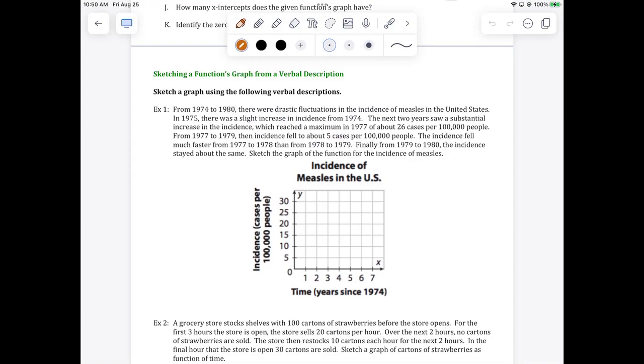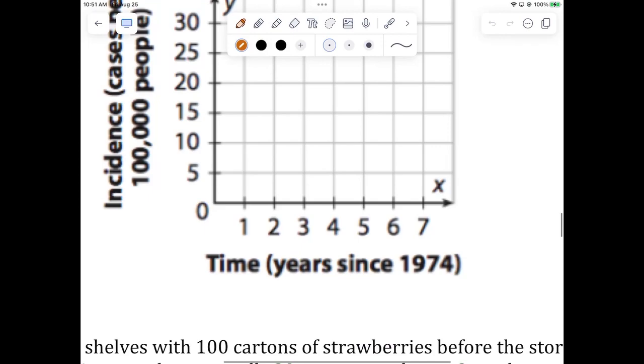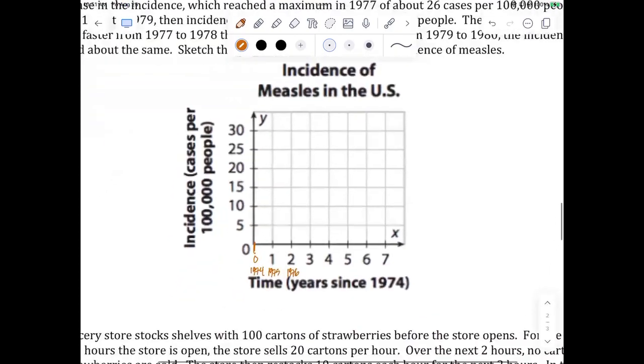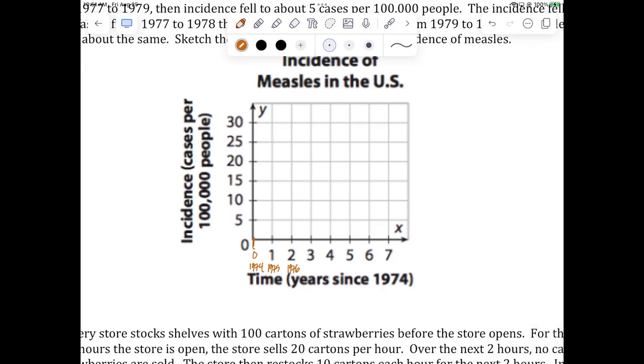Sketch the graph. All right. So the x-axis is important. The x-axis doesn't represent the calendar year like 1974. It's years since 1974. So right here, t equals 0 corresponds with 1974. T equals 1 corresponds with 1975. T equals 2 corresponds with 1976, so on and so forth, right? So we're establishing 1974 as our basis year. On the y-axis, we are not measuring cases of measles. We're measuring cases of measles per hundred thousand, all right?